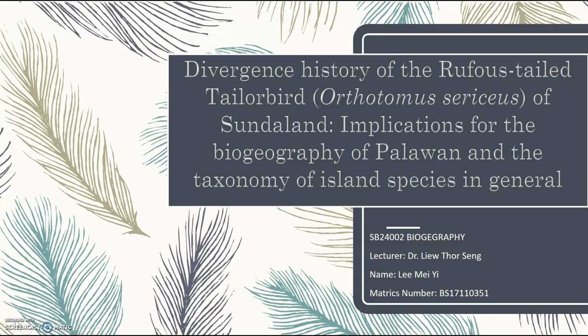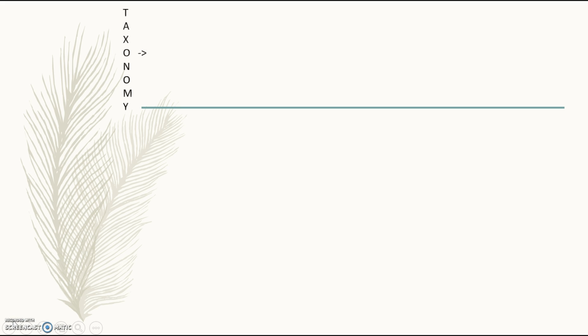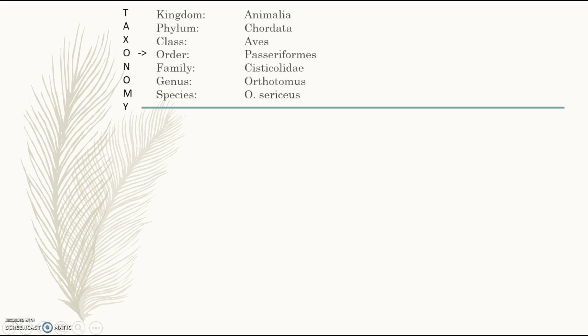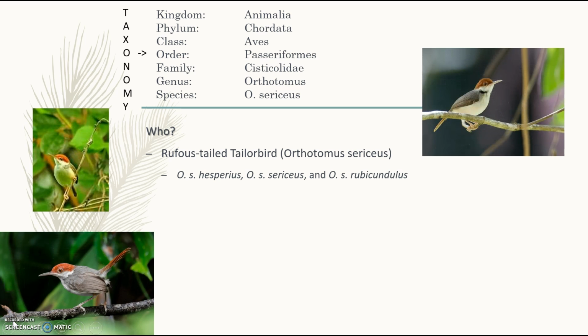Hello, so my article title is Divergence History of the Rufous-tailed Tailorbird, Orthotomus sericeus, of Sundaland: Implications for the Biogeography of Palawan and the General Taxonomy of Island Species in general. So this is the taxonomy of the species studied, and the species studied is the Rufous-tailed Tailorbird, Orthotomus sericeus, and there are 3 subspecies under it.